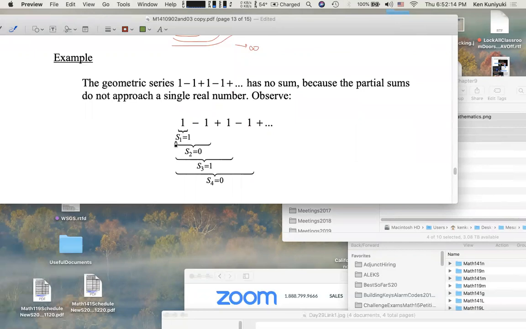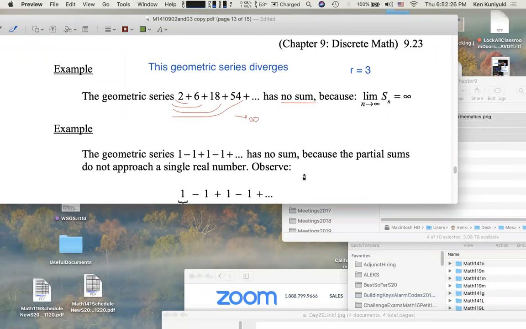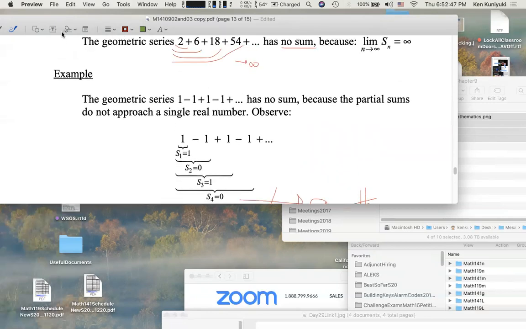1, 0, 1, 0. This reminds me of Bender's dream from Futurama. He was a robot. 1, 0, 1, 0, 1, 0, 1, 0, 1, 0, like binary, right? See, here's the thing. These partial sums, even though they're not blowing up towards infinity, they're not approaching a single number. They're alternating between 1 and 0. So this is not approaching a single number. So this series diverges, all right?